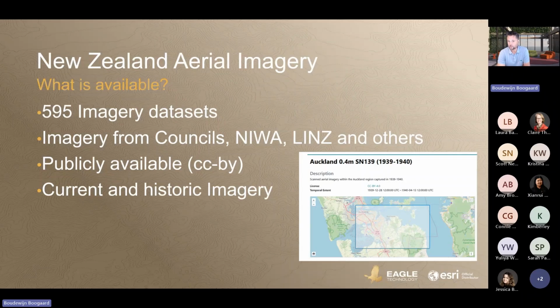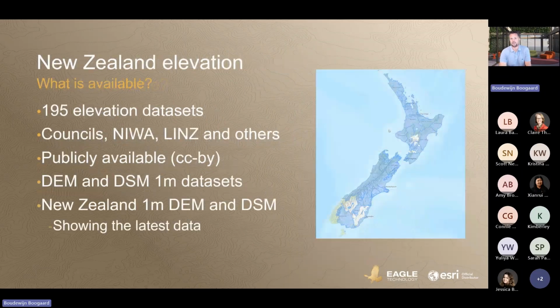But there's also a lot of historic imagery, and it can be scanned imagery as well. So here we see an example of a data set that's in there from Auckland from 1939 to 1940 that we'll have a look at later as well. So there's a source of information in that bucket. Another data set type is the elevation.